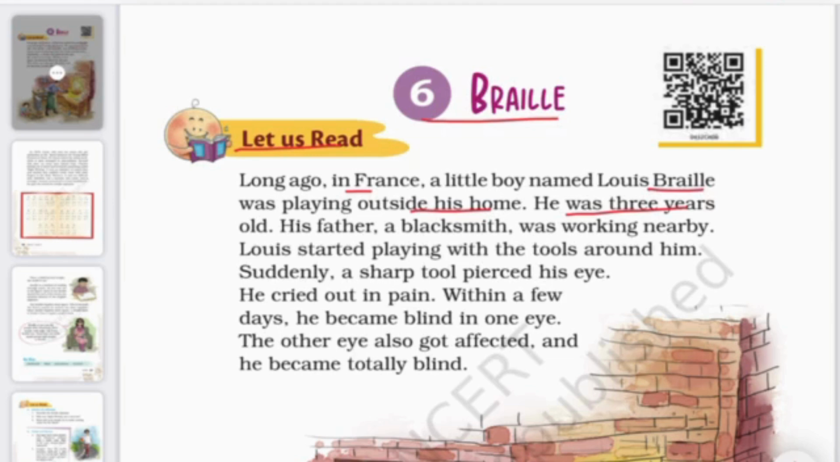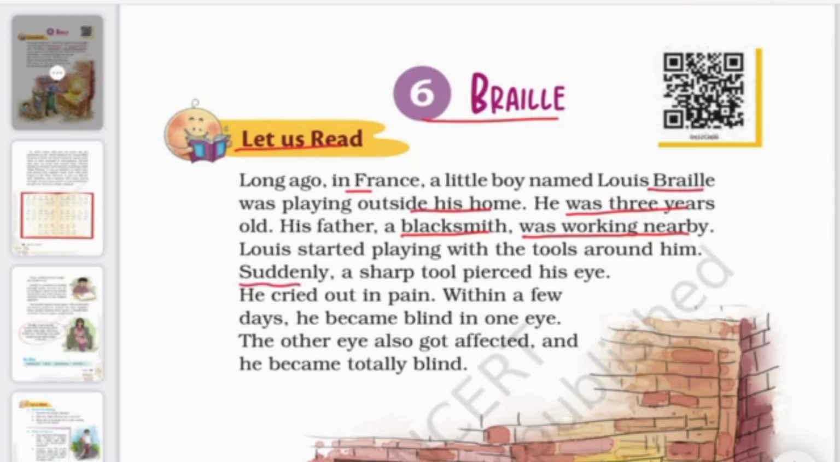His father, a blacksmith, was working nearby. Blacksmith means someone who makes things made of iron. Louis started playing with the tools around him.